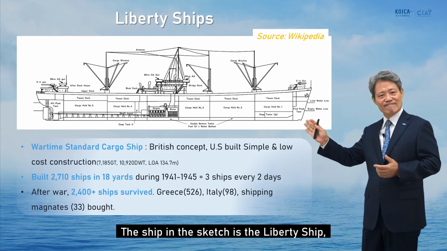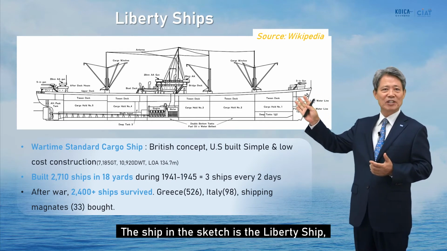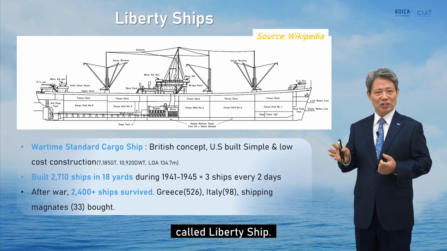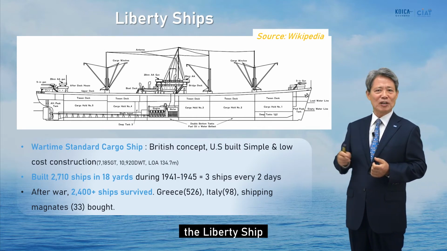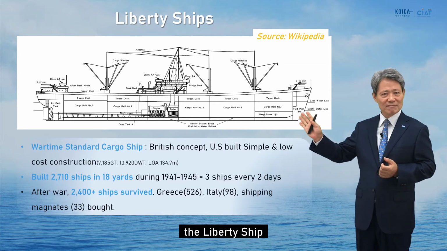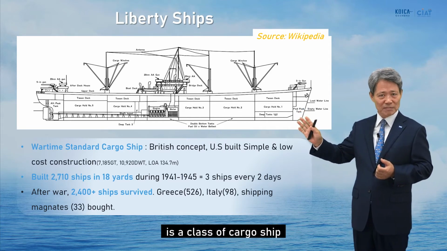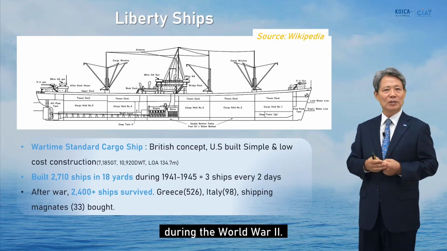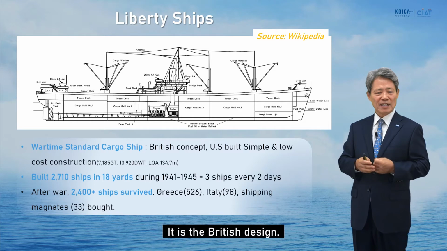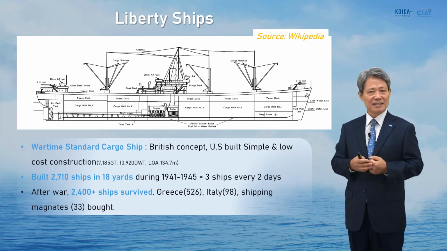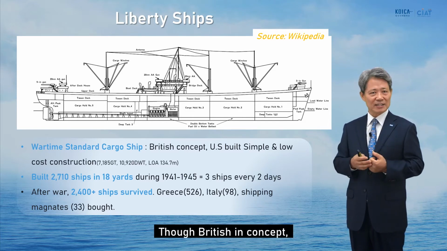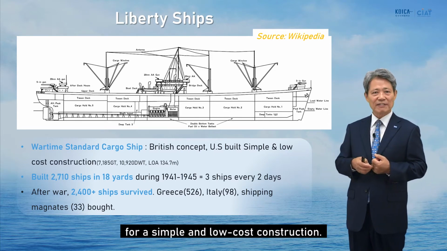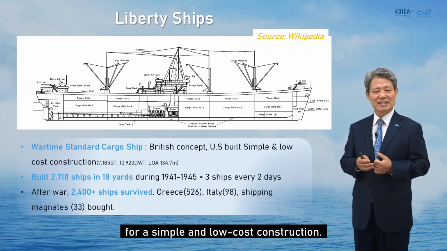The ship in the sketch is the Liberty ship, the wartime standard cargo ship. The Liberty ship is a class of cargo ship built in the United States during World War II. It is a British design. Though British in concept, the design was adopted by the United States for its simple and low-cost construction.